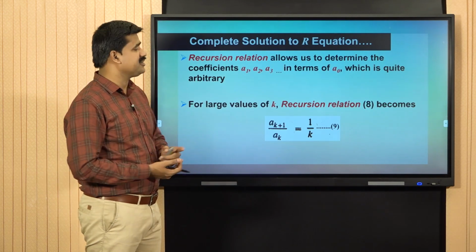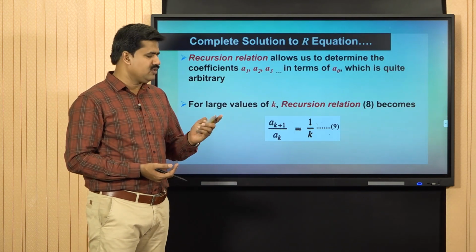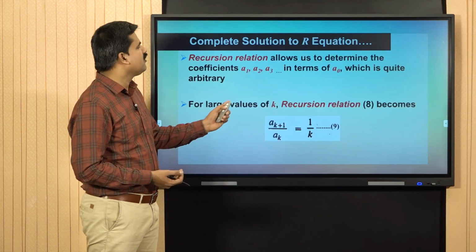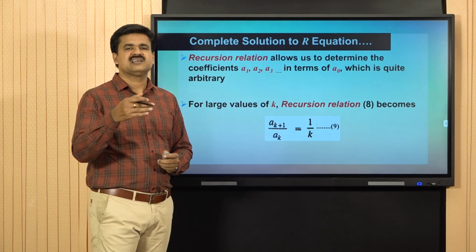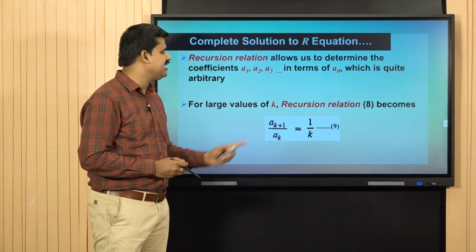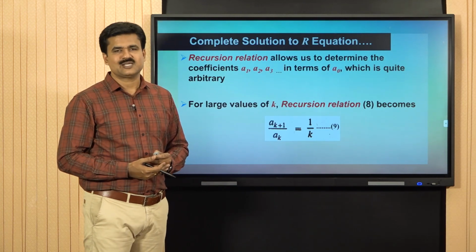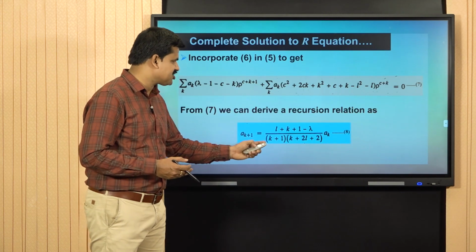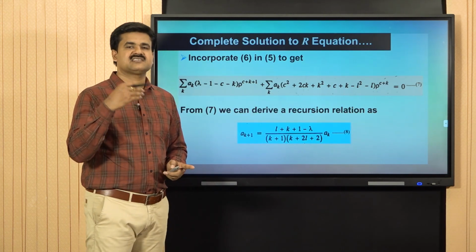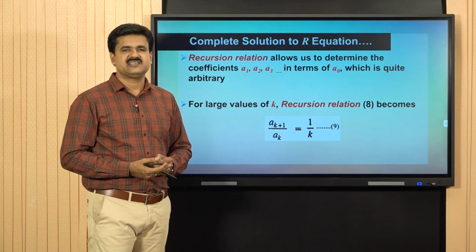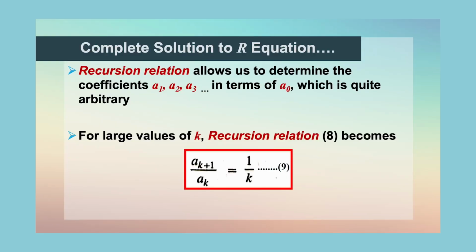For large values of k, we know the previous recursion relation. And for large value of k, the recursion relation takes the new form a(k+1) divided by ak is equal to 1 by k. This implies that when we put k as a large quantity, it is reduced to this form, that is a(k+1) divided by ak is equal to 1 by k.